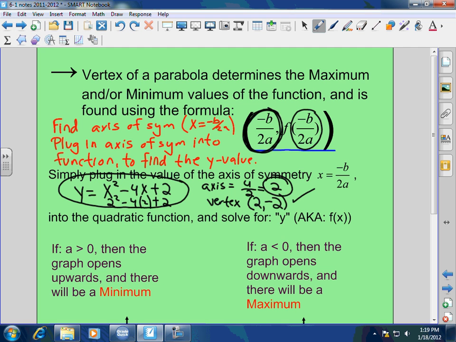Does that make sense so far, gentlemen? Yes, sir. (2, -2) is the vertex. In this case, it's going to be a minimum because a is positive.